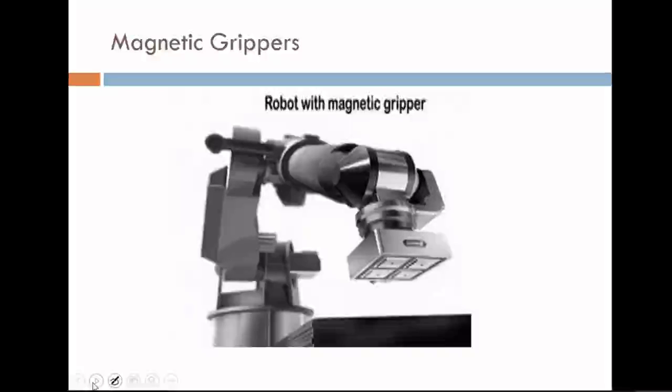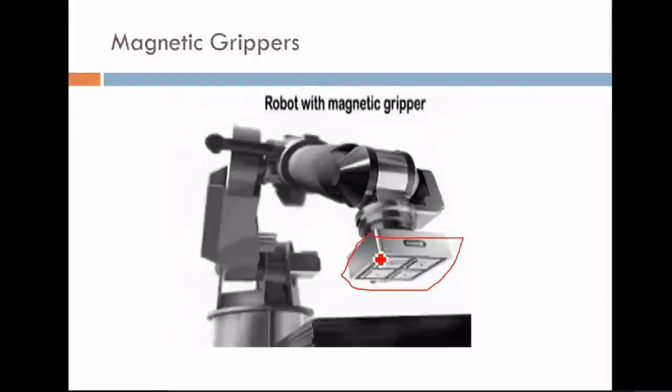The third one is the magnetic gripper. If we need to hold and pick an engine from the ground floor to a height of 5 feet, is it possible with the two finger mechanical robot? Not possible, because those types of fingers are not designed for heavy loads. In this condition, we create a robot with magnetic fingers. So this is the magnetic finger.